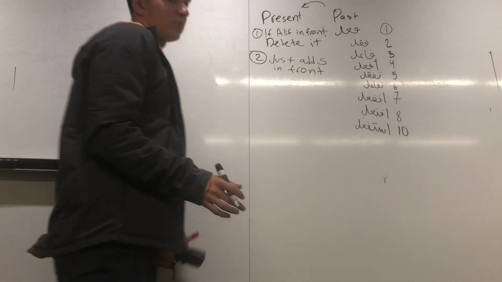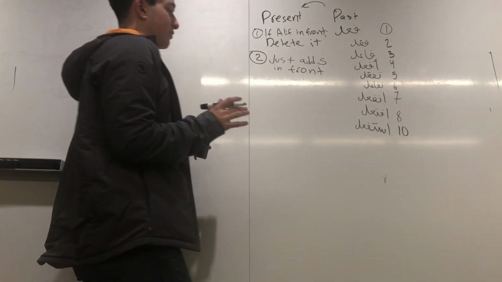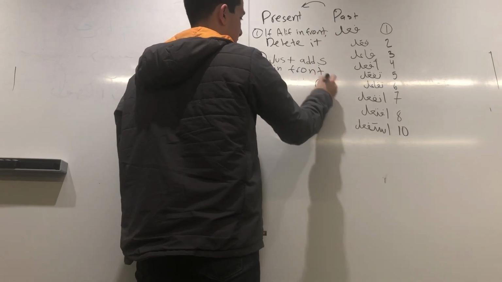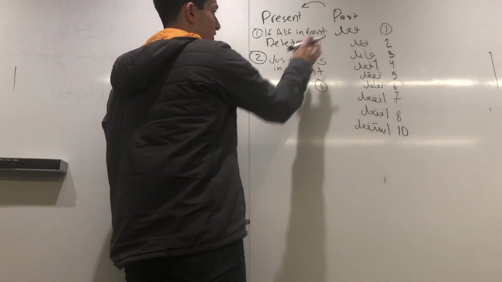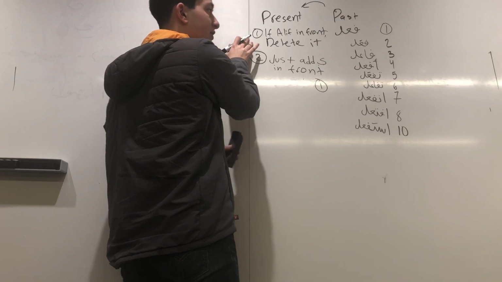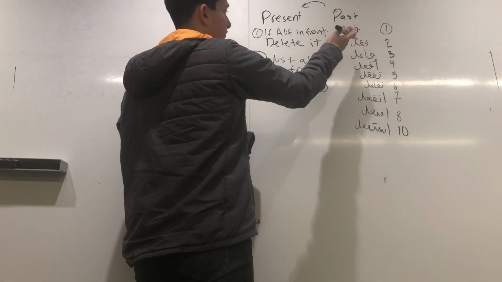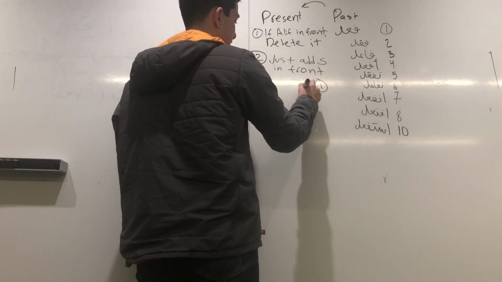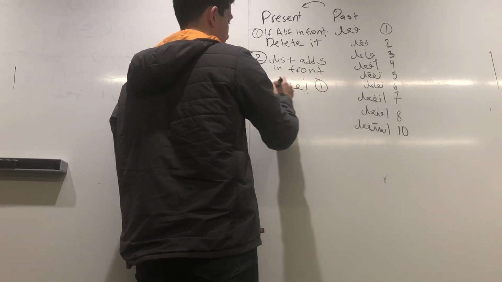So, sounds simple. Let's run through these examples. Form 1, past tense, is fa'ala. So the present tense form of fa'ala, check. Is there an alif in the front? No, there's no alif in the front, so we don't have to delete anything. Just move to step 2, add the ya in the front, ya fa'ala.